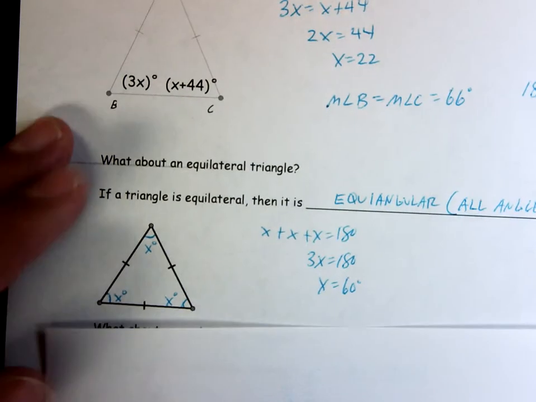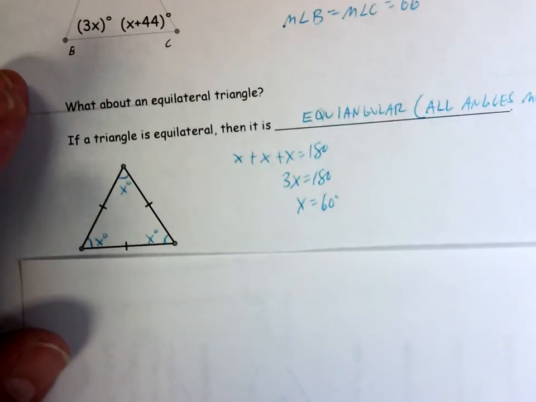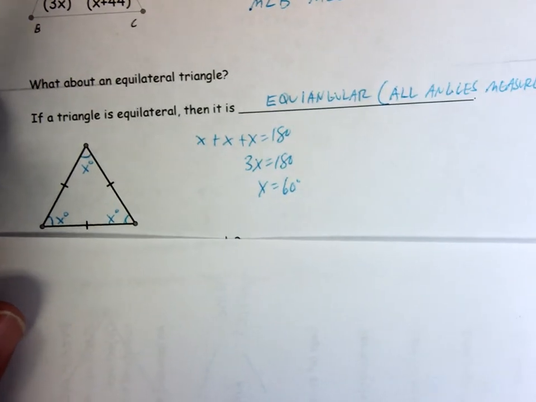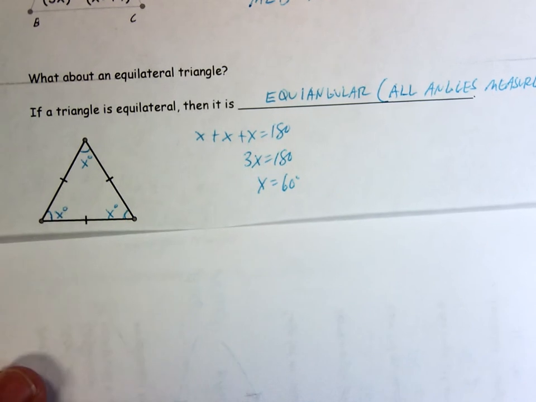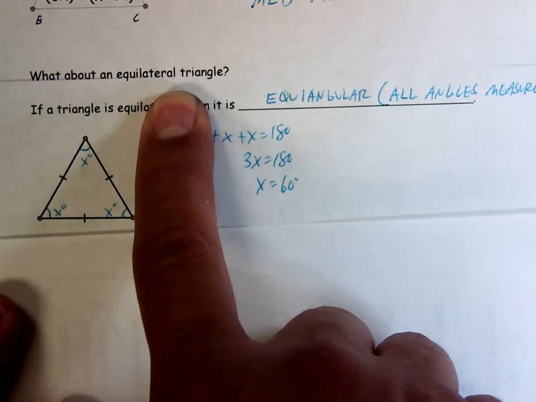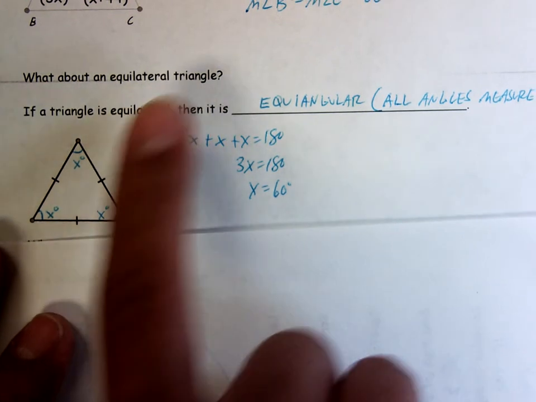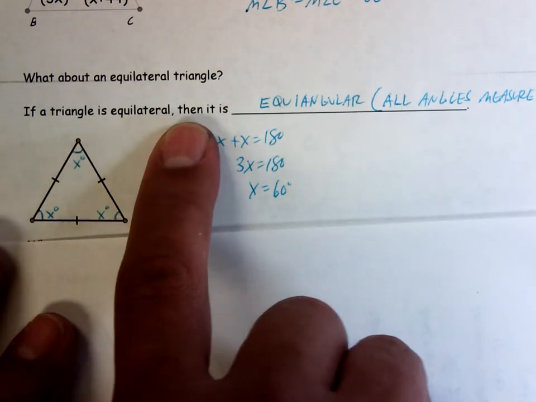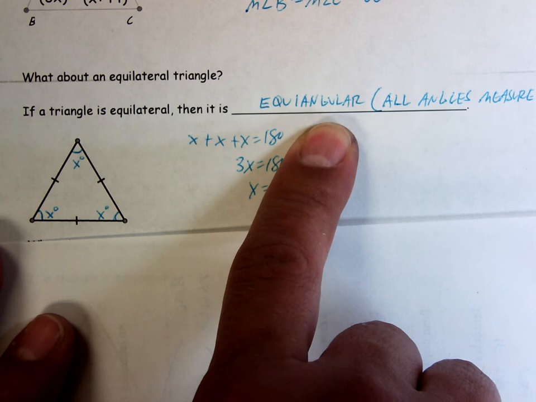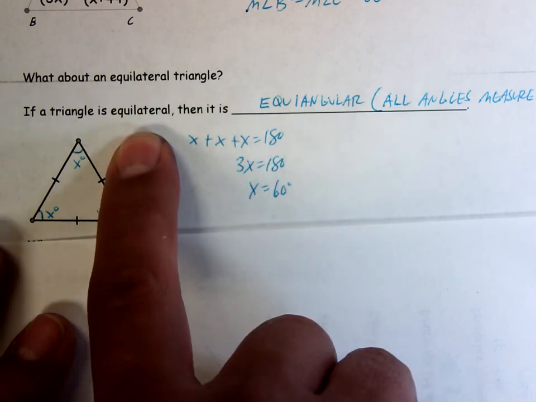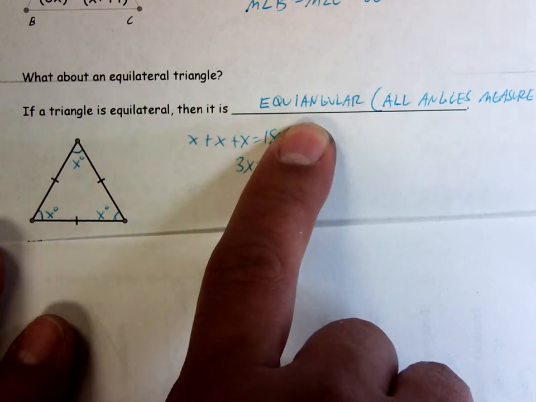Okay. Something else for us to know. What about an equilateral triangle? When I have an equilateral triangle, that means all the sides are the same. But something else for us to keep in mind: if a triangle is equilateral, then it is also equiangular. So if all the sides are the same, then we also know all the angles are the same.